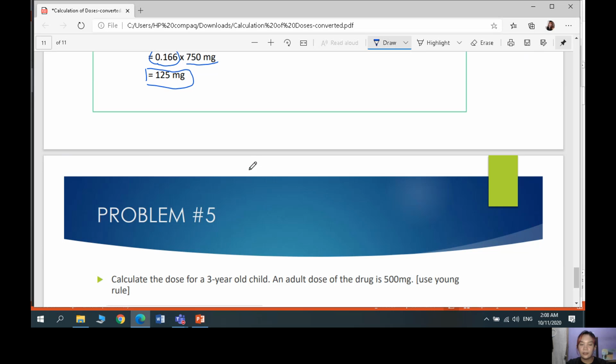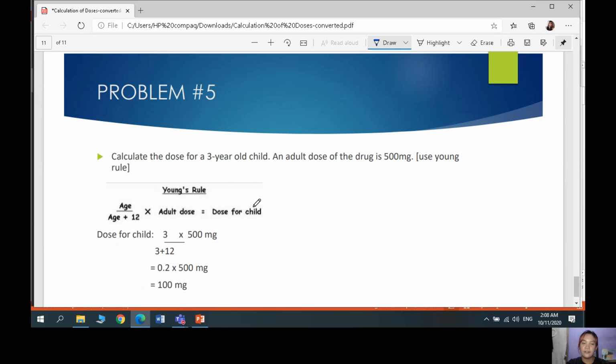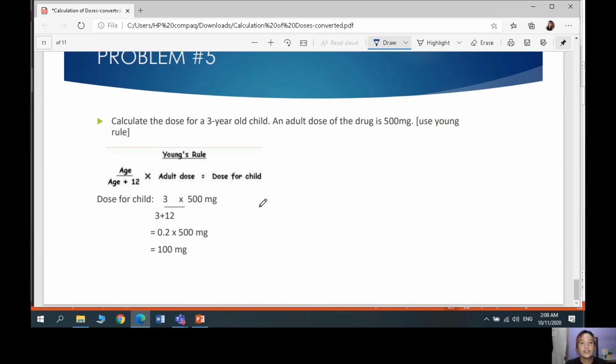And lastly, problem number 5, calculate the dose for a 3-year-old child. An adult dose of the drug is 500 milligrams. And then we are going to use Young's rule. So Young's rule is age, which is 3 years old, over age plus 12 times adult dose. And that is the dose for the child.